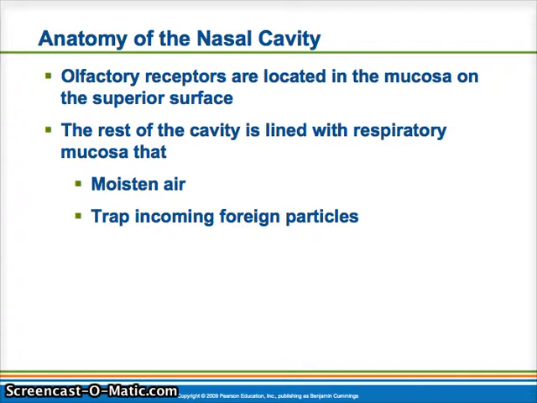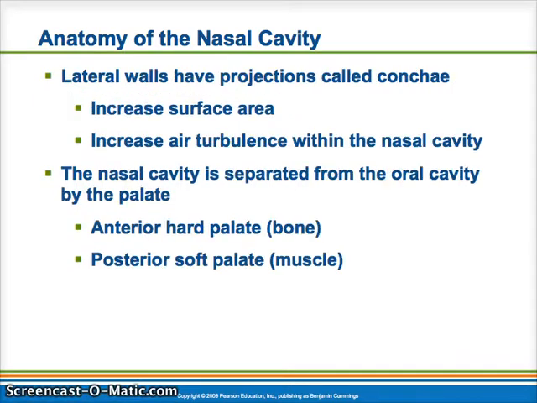The interesting thing, though, is this cilia also becomes slow or sloughs off when it's cold, which explains why our nose is runny when it's cold outside, because that cilia is not working properly, and so some of that mucus pours out of our nose. The lateral walls of the nasal cavity have projections on them, which we refer to as conchae. The conchae increase surface area and also increase air turbulence within the nasal cavity.